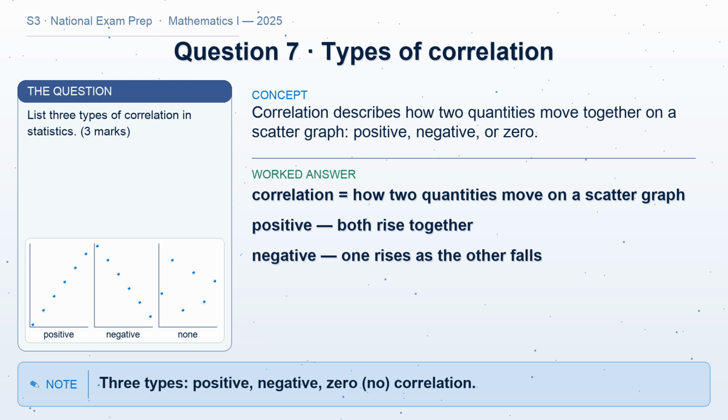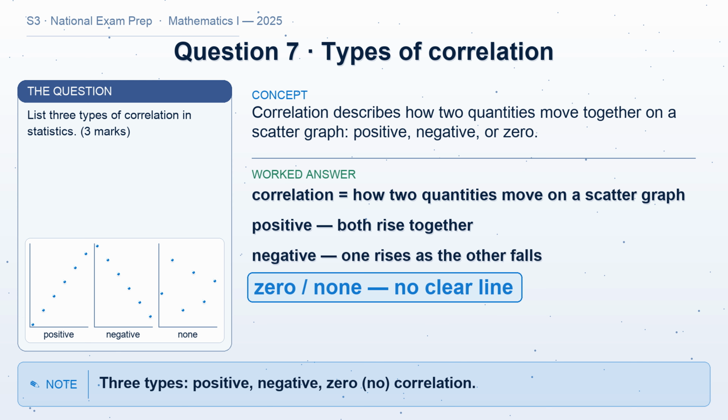And 0, or no correlation, is when the points show no clear line at all. So the 3 types are positive, negative, and 0 correlation.